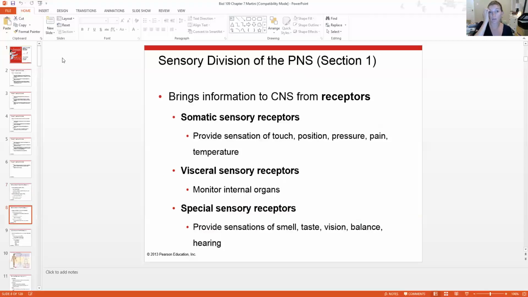So let's talk about receptors. We have different receptors in our body. We have somatic sensory receptors. These are touch, position, pressure, pain, and temperature. This is what we typically think of when we think of receptors.